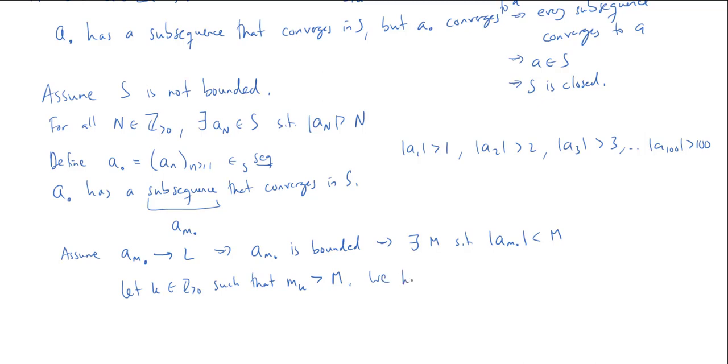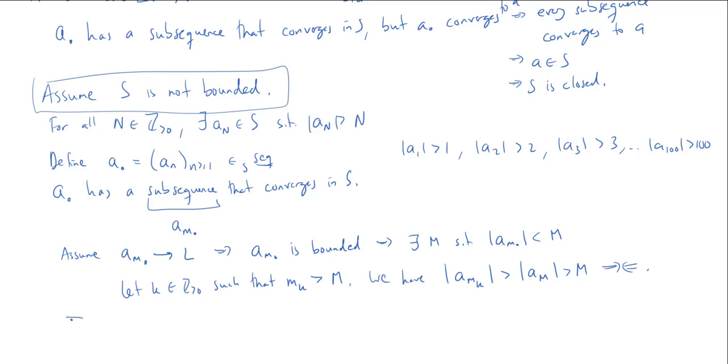But then we have that the absolute value of A_{m_K} is going to be greater than m_K, and m_K is greater than M. And this contradicts what we wrote immediately above it. All right, so it's just impossible. Where did the contradiction come from? We assumed that S was bounded. So in fact, this contradiction means S is not bounded. So S is bounded, but we already showed that it was closed. And so S is compact.